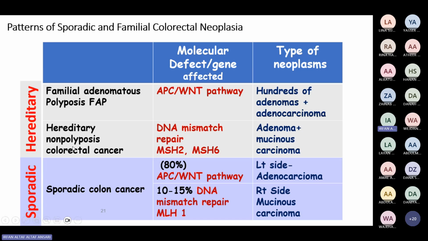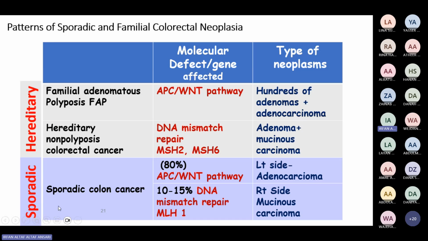In hereditary non-polyposis colorectal carcinoma, in the hereditary or inherited pattern, you have DNA mismatch repair, and the genes affected here are MSH2 and MSH6. They have adenoma and mucinous carcinoma. There will be polyps, but they are less in number, not as common as in the APC type.